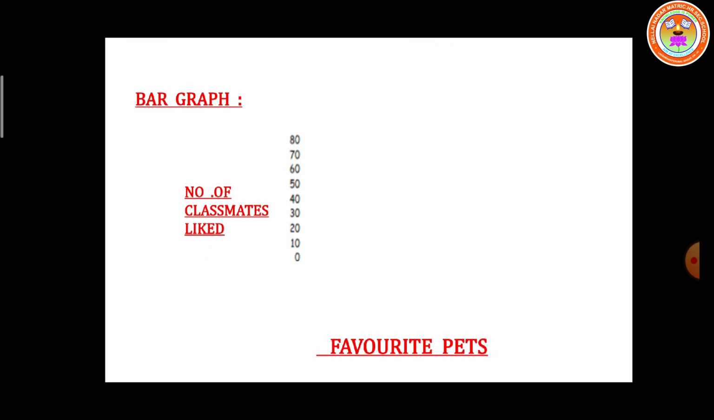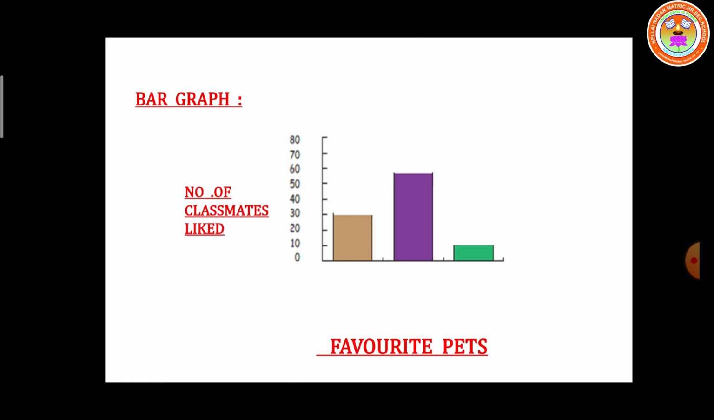Now, we are going to see how to draw the bar graph. See, I've drawn the bars. Actually, in the last session itself, I told you how to draw the bar graph, right? You can use different colors to represent the pets. See, what are the pets here? Birds, dog and cat. For birds, the number of classmates who like is 30. For dog, it is 60. And for cat, it is 10. Is it clear? Then, on the horizontal axis, you have to mention favorite pets. On the vertical axis, you have to write the number of classmates who liked.